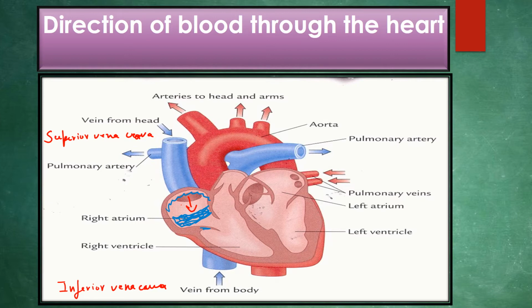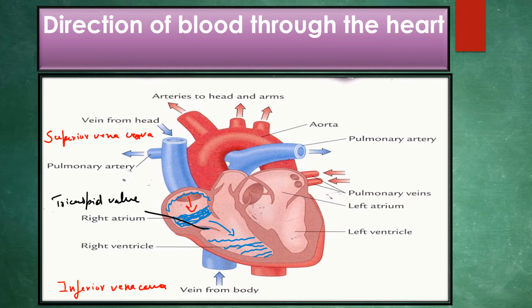So this valve is known as the tricuspid valve, and through the tricuspid valve, blood drains into the right ventricle. All the blood from the right atrium drains into the right ventricle through the tricuspid valve.